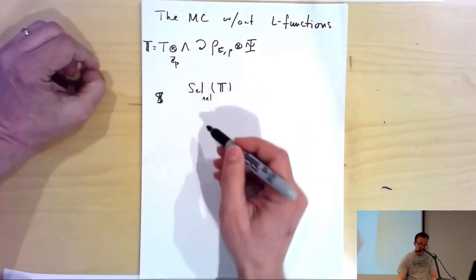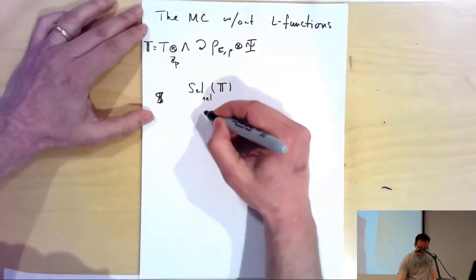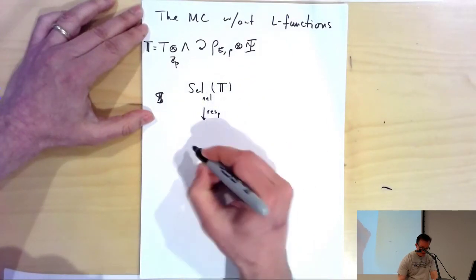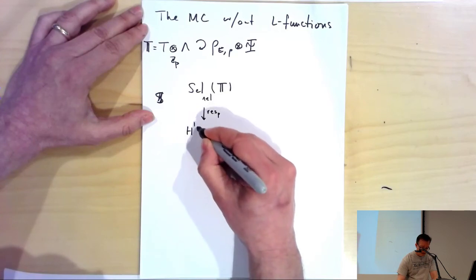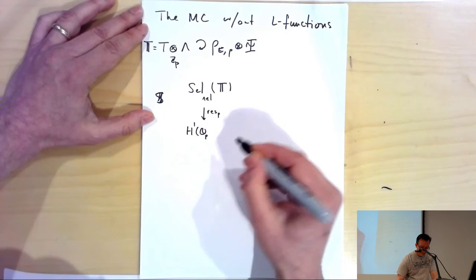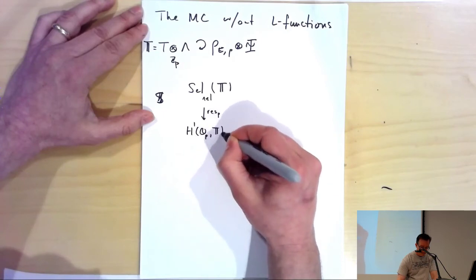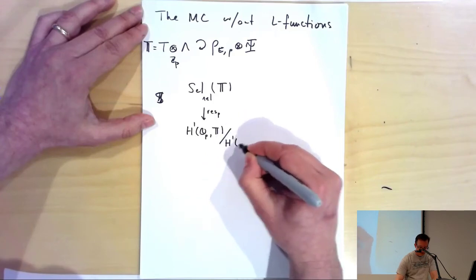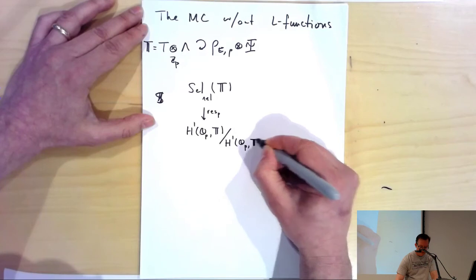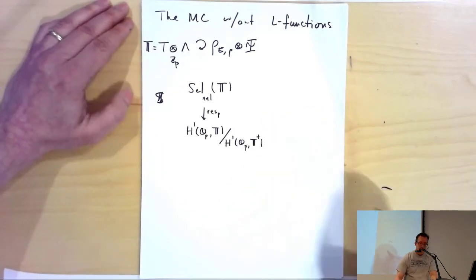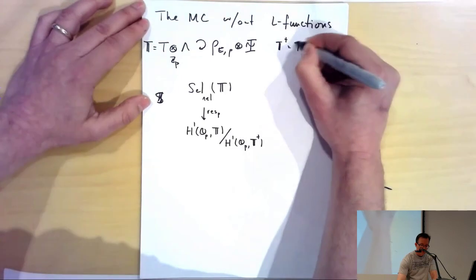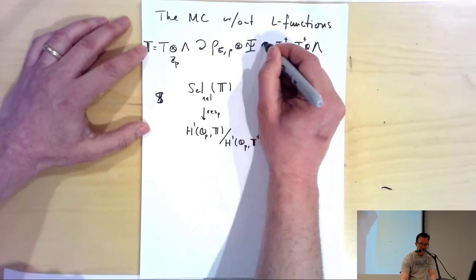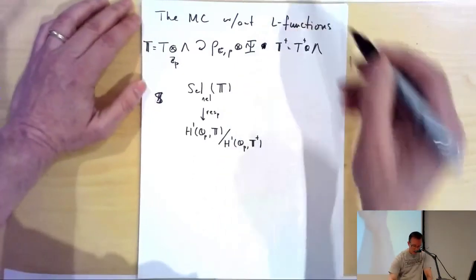All right. So then I can restrict at p, and this will land in the H^1 of Q_p of T. And I'm going to look at its image when I mod out by the image of H^1 of Q_p of T plus. So T plus, as you can imagine, is just going to be T plus tensor Lambda with the same Galois action.